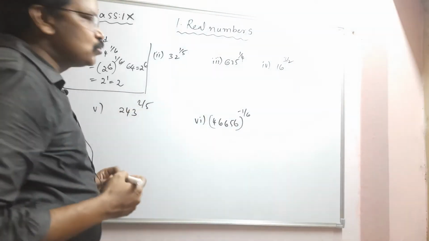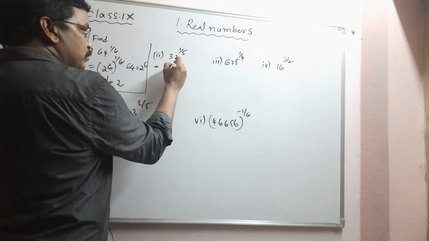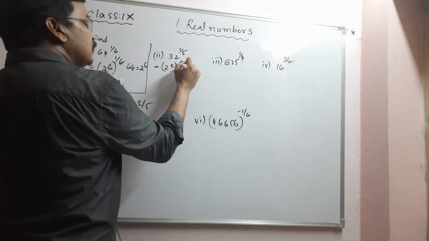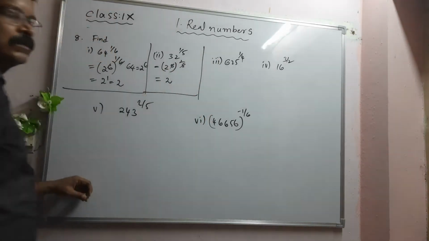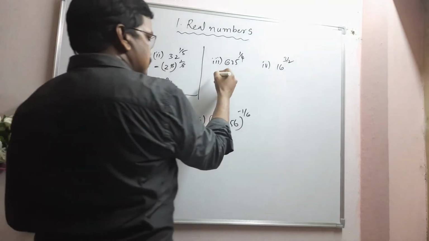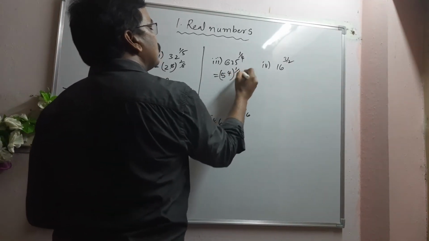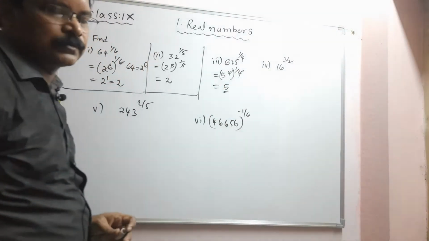Right. 32 whole to the power of 1 by 5. So this 32 can be written as 2 to the power of 5, whole to the power of 1 by 5. So 5 and 5 get cancelled. This is equal to 2. Next, this 625 means 5 to the power of 4, whole power 1 by 4. 4 cancelled. So this is equal to 5.